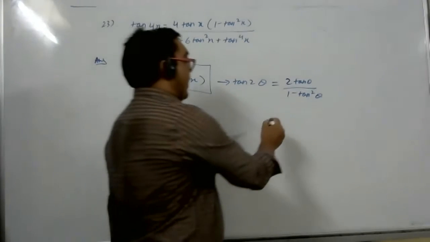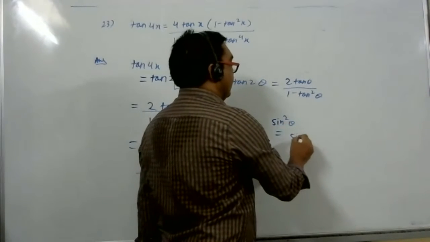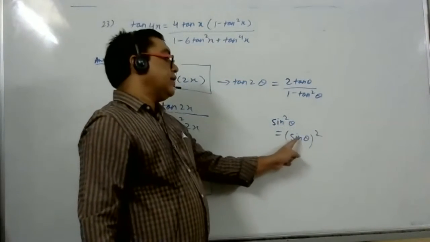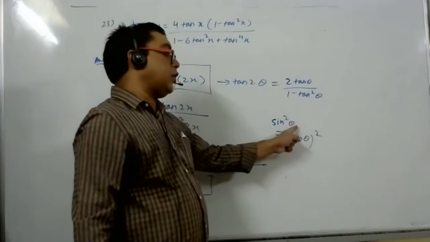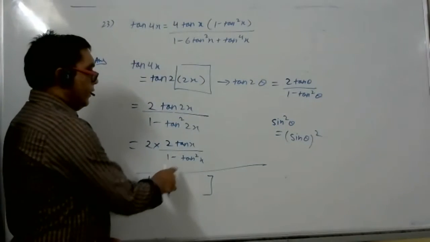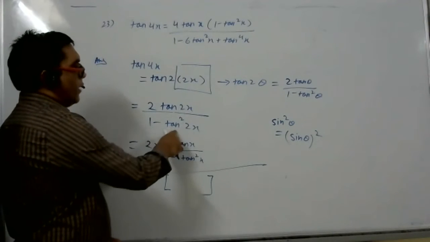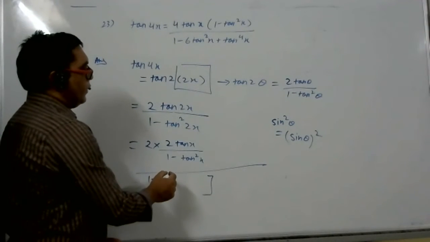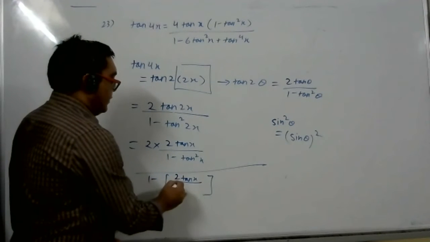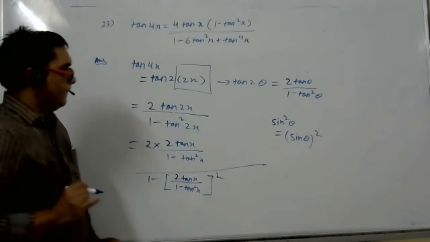Students, see here, if I write sine square theta, this is the same as sine theta whole square. Both are the same. Sine square theta means sine theta whole square. Square is not an angle. Sine square theta and sine theta whole square are the same. That is why this is like tan 2x whole square. So tan 2x, tell me the formula. 2 tan x by 1 minus tan square x, and the square will go where, student? Here, correct? Yes, sir.